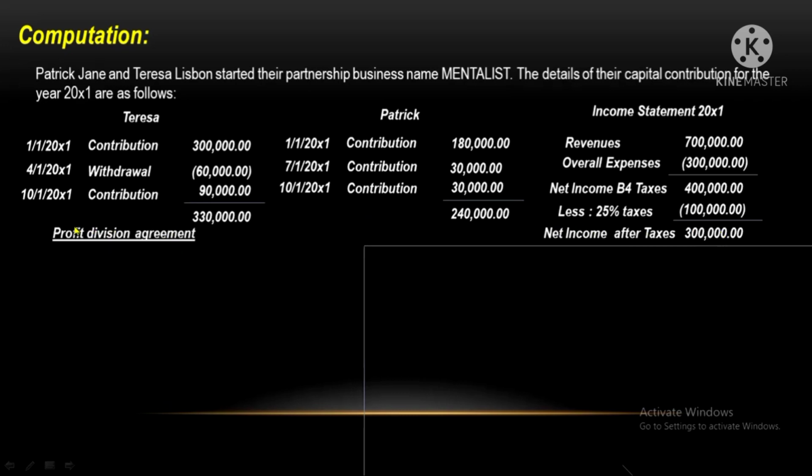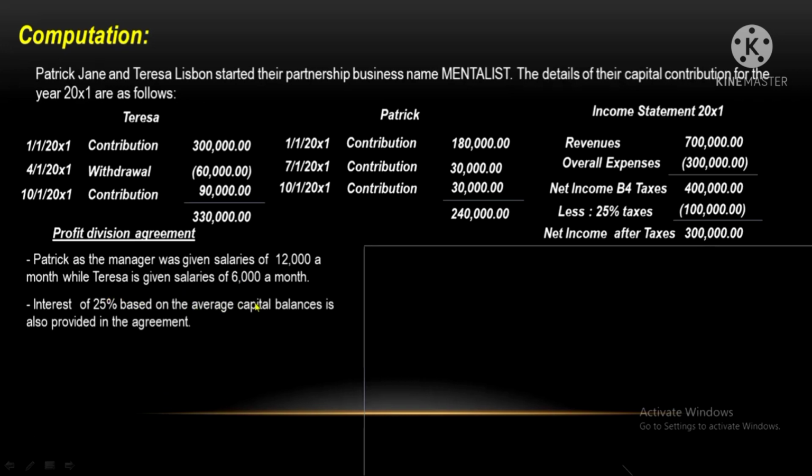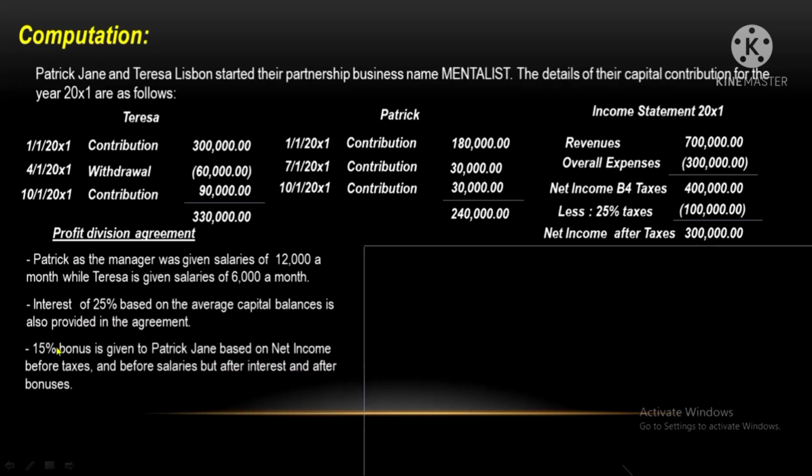Continuing this illustration, this sample problem also includes the profit division agreement of Patrick and Teresa, and it provides for the following. First, Patrick as the manager was given salaries of 12,000 a month, while Teresa is given salaries of 6,000 a month only. Interest of 25% based on the average capital balances of both Patrick and Teresa is also provided in the agreement. And then a 15% bonus is to be given to Patrick Jane based on the net income before deduction of the taxes and before deduction of the salaries, but after deducting interest and the bonuses. If ever there are remainder profits, it will be divided 55% to Patrick and 45% to Teresa.